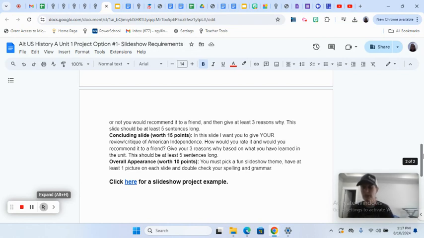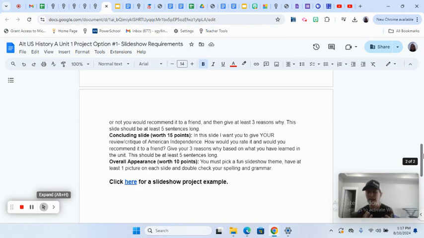Do you think American independence was worth it? And make sure you're giving specific examples from your life in your review to share that. You're going to get 10 points for the overall appearance, so you need to make sure you pick a fun slideshow theme, that you put at least 1 picture on each slide.